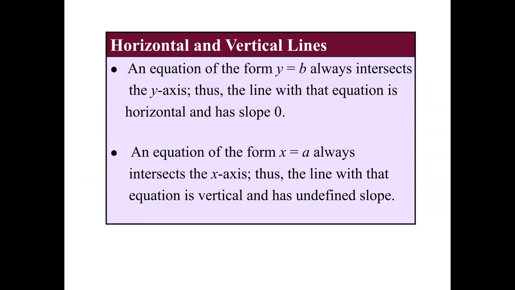Alright, so that's just a recap on our horizontal and vertical lines. Horizontal lines are y equals a number, a constant. They're going to have a slope of 0. They're going to intersect the y-axis, but not the x. So they'll have a y-intercept, but no x-intercept. And then our vertical lines are the opposite. X equals a constant. We'll have an x-intercept, but no y-intercept. We'll have an undefined slope.